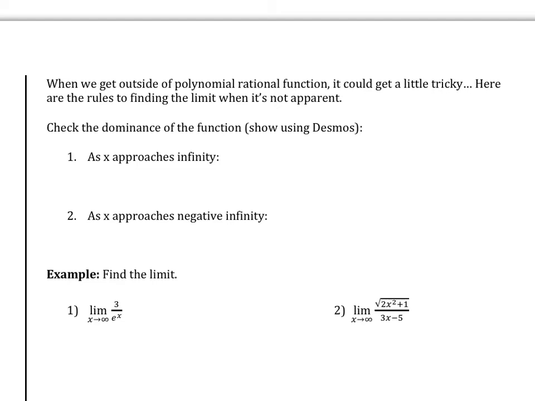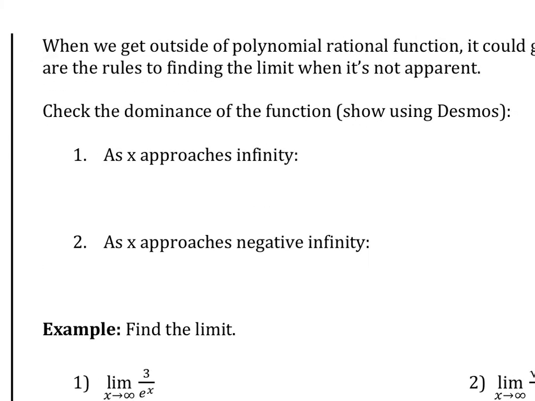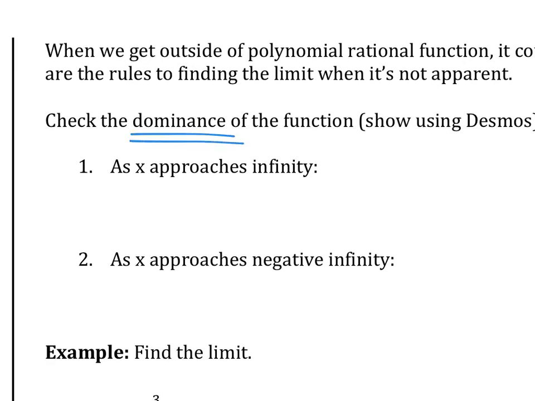Now that we are good at finding horizontal and vertical asymptotes of a rational function, we're going to do some other functions that are a lot more tricky. We're going to find the asymptotes when different parent functions are combined together, and that can get really, really tricky. So what we want to do is check the dominance of the function. Dominance of the function means what is going to dominate when.